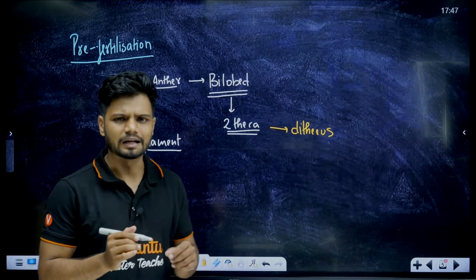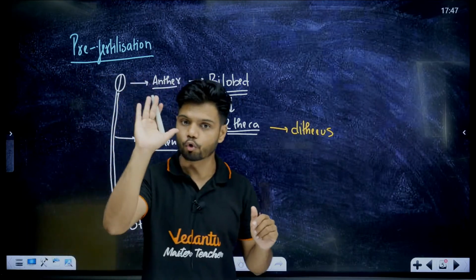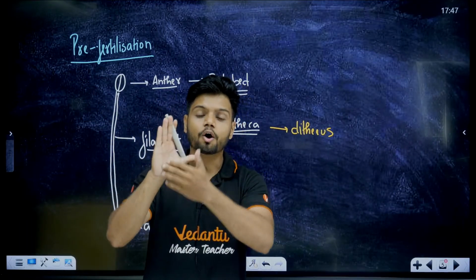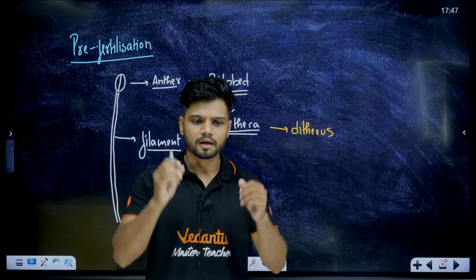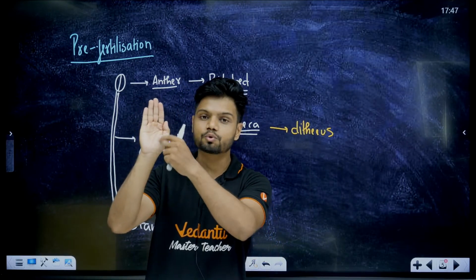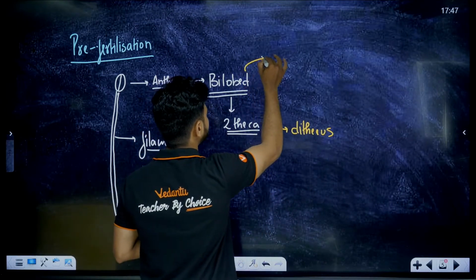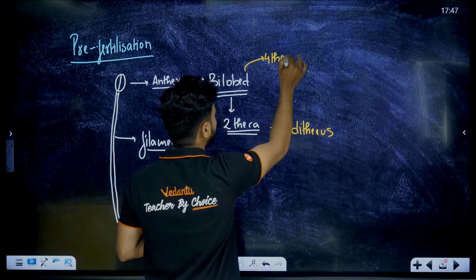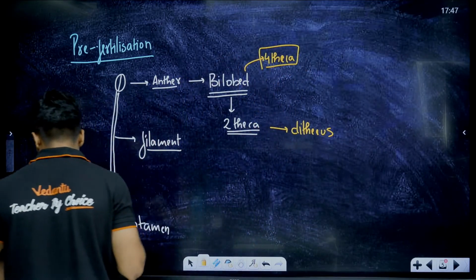Now tell me in the chat, if one lobe has 2 thecas, how many thecas are there in the entire anther? Can anyone tell me? If one lobe has 2 thecas, it means there are in total 4 thecas. Clear? In total 4 theca.